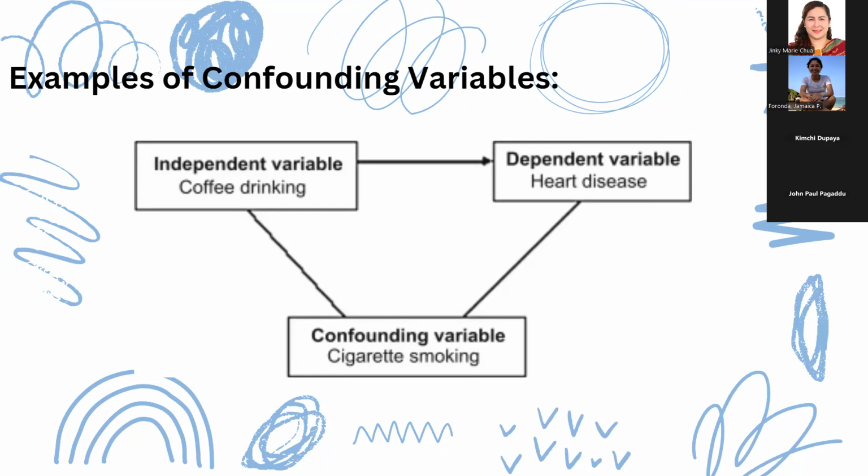So nag-examine tayo ng correlation ng pag-inom ng kape at yung pagkakaroon ng heart disease. So kung hindi natin isasama yung smoking bilang isang variable, magiging confounder ito kasi yung smoking ay may effect din, nagko-cause din siya ng heart disease. At saka marami ding taong umiinom ng kape ay kadalasan naninigarilyo rin sila or pinagsasabay nila. So kaya yung ugnayan ng kape at heart disease ay maaaring maapektuhan ng smoking at maaaring magmukhang may ugnayan kahit wala naman siya.